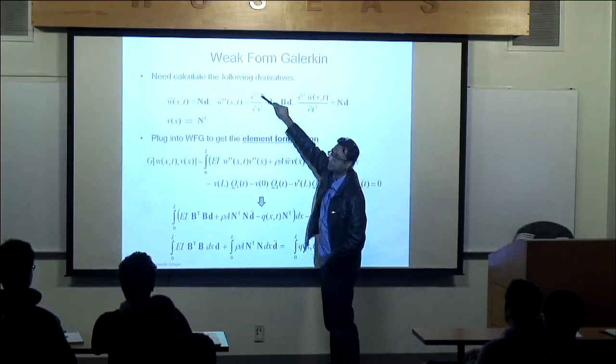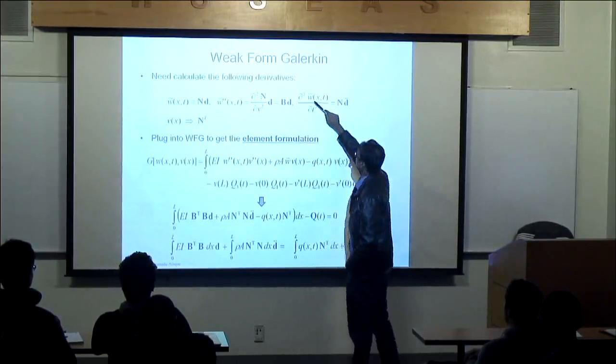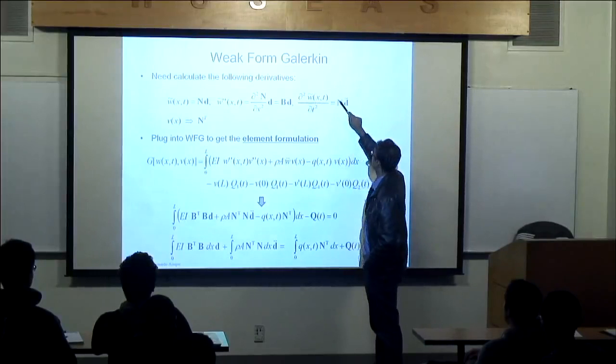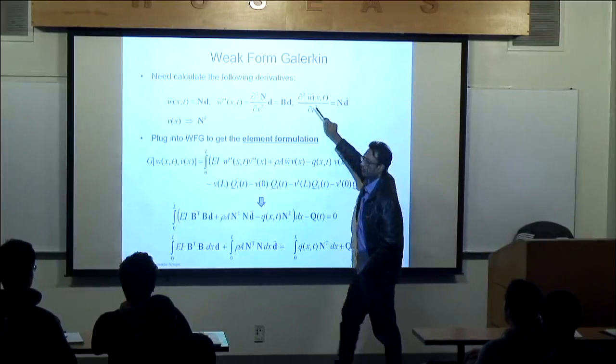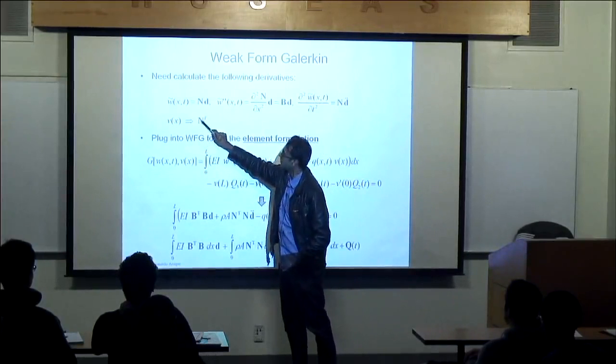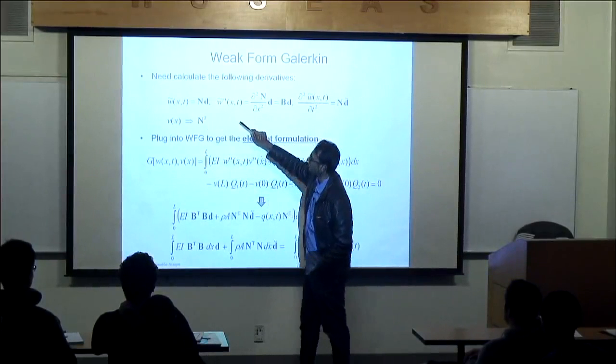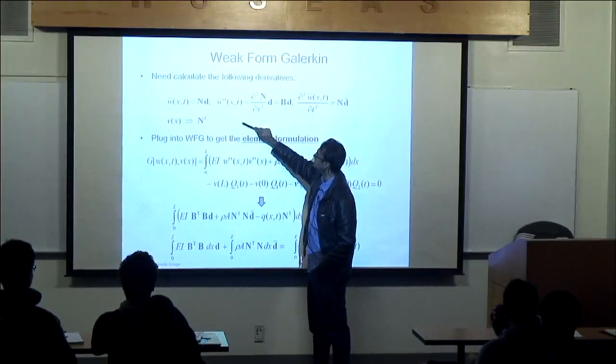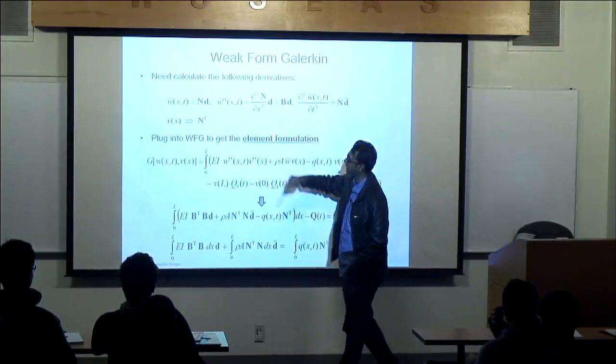B bold is this guy here. I also have to calculate the second derivative of w with respect to time, so I have N bold d double dot. For v, I have to make it N bold transpose. And I also have to calculate v double prime, which will give me B bold transpose. I didn't do it, but you can imagine it right there.